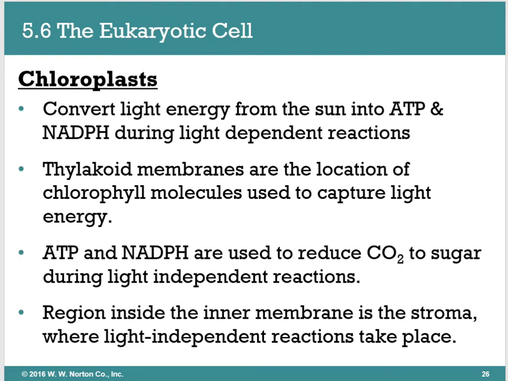Chloroplast, so this has to do with plant cells, even some fungal cells. This is where they convert light energy from the sun into ATP during the light dependent reaction. And then there are thylakoid membranes that are located with the chlorophyll, and that is where light is captured. The thylakoid will capture the light energy, and then ATP and NADPH are used, and they reduce CO2 into sugar. And the region inside the inner membrane of the chloroplast is the stroma.